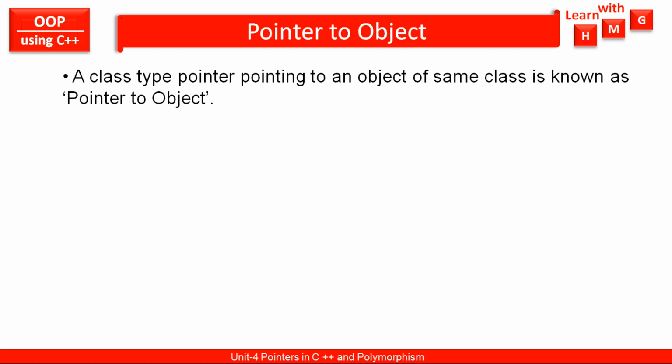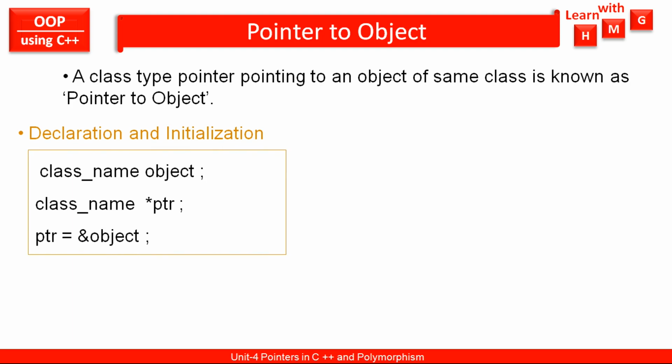So in previous videos we have seen that a pointer can point to a single variable, a pointer can point to an array, a pointer can point to a string. Similar to that, the pointer can point to an object of the type class. So here the pointer and the object should be of the same type of class. That's why the definition is: a class type pointer pointing to an object of same class is known as a pointer to object. The declaration and initialization of pointer to object is done as follows.